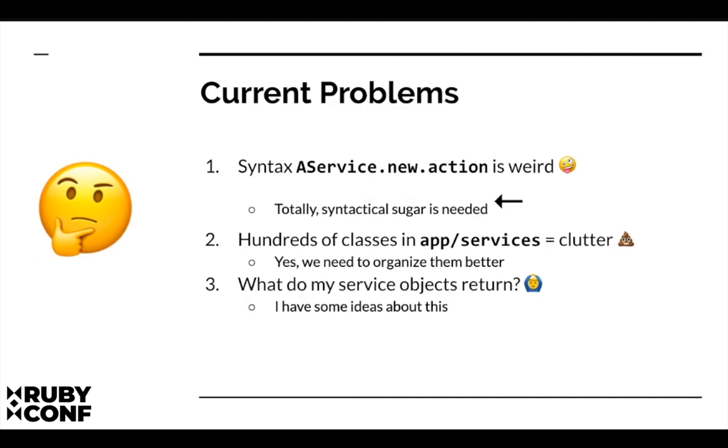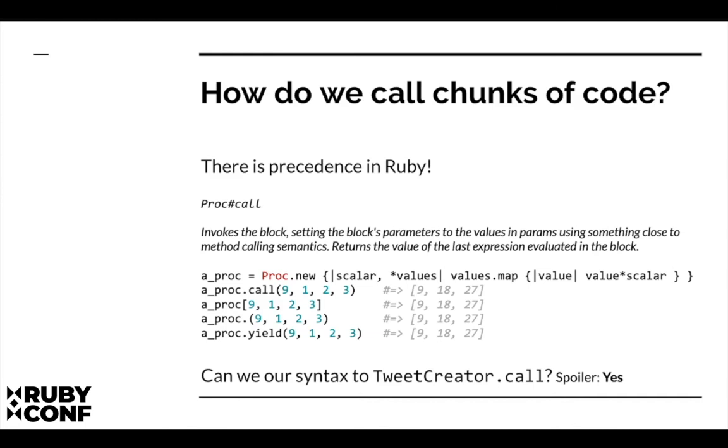Now, how do we add syntactical sugar and make that new call slightly better? And there's precedence in Ruby for this. If you look at Ruby itself, how do we call chunks of code that are readily available? Well, chunks of code in Ruby are Procs. Well, there's plenty of ways to call chunks of code, but one of those ways is Procs. We have a method called proc.call.